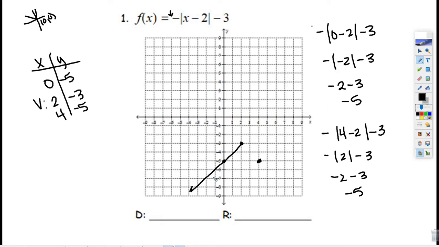Remember that your absolute value is a V. Do not do a parabola. That will get you points counted off. You will not get points for your entire graph if you graph a parabola.